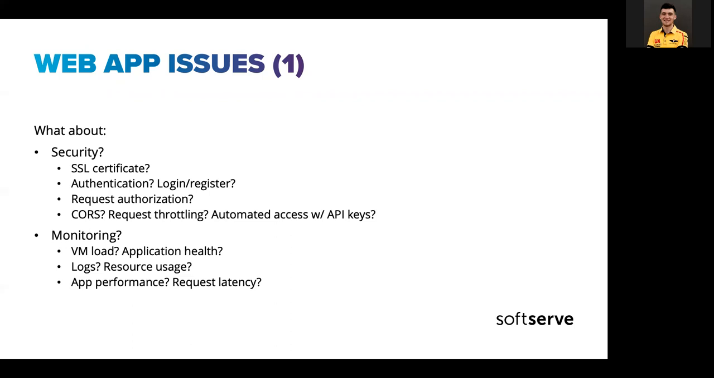And follow up to this, how do we implement CORS? How do we implement request throttling? How do we implement automated access with API keys? What about monitoring? How do we monitor our virtual machine load or the application health? Or how do we inspect logs or resource usage? How do we analyze app performance or request latency?